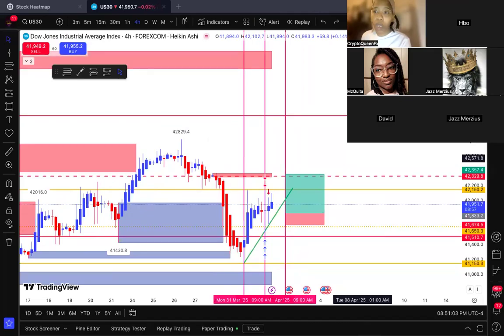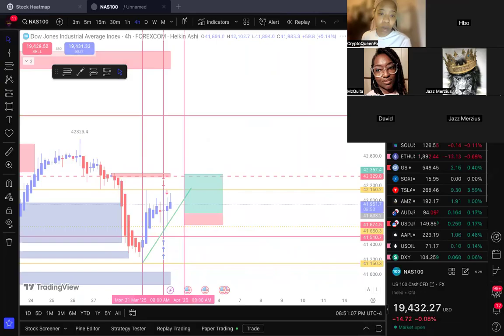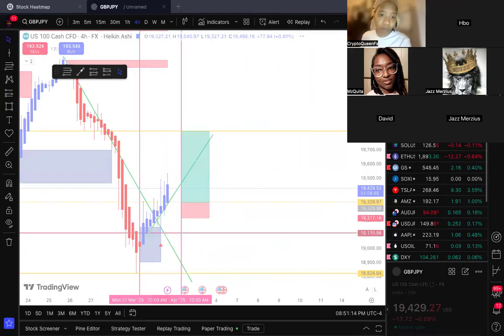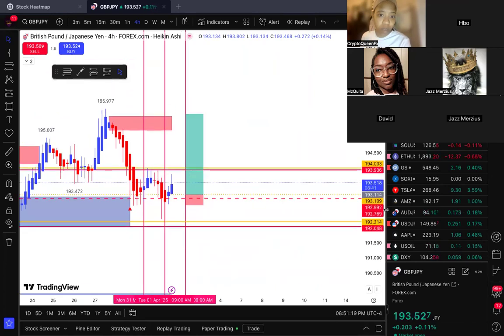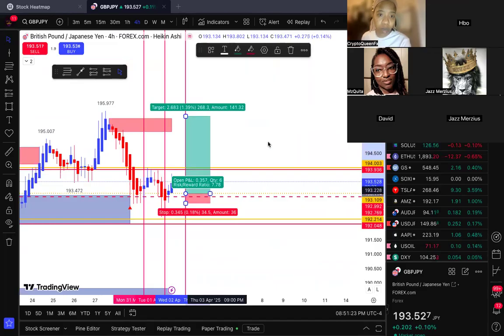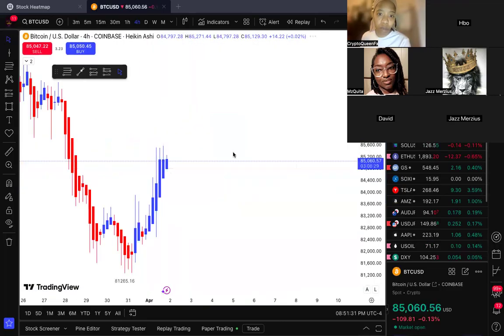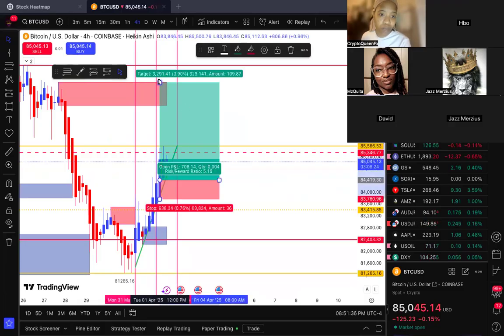So we're looking at a buy for US 30, buy on Nas, buy on GJ. You might be holding GJ probably a couple of days. And Bitcoin, I buy.